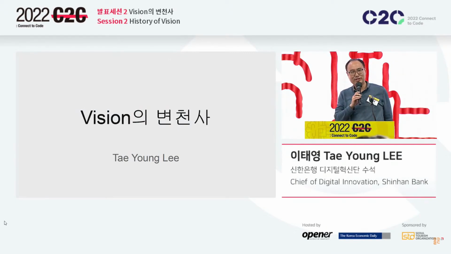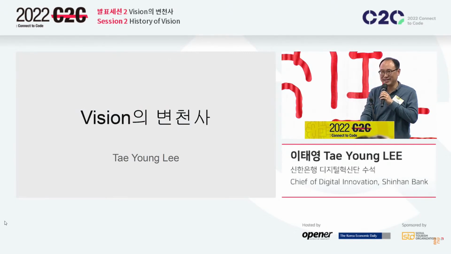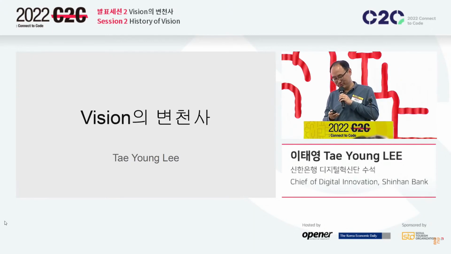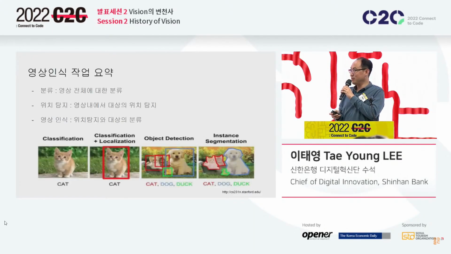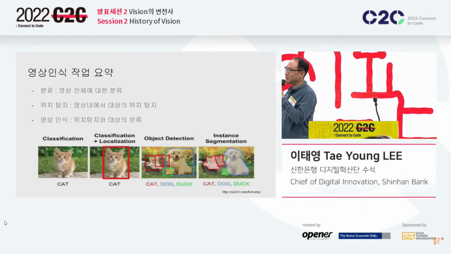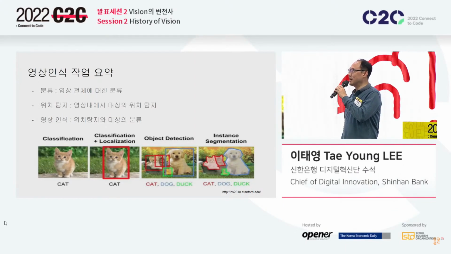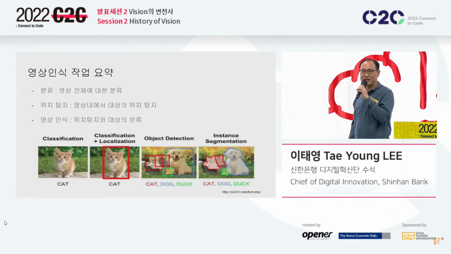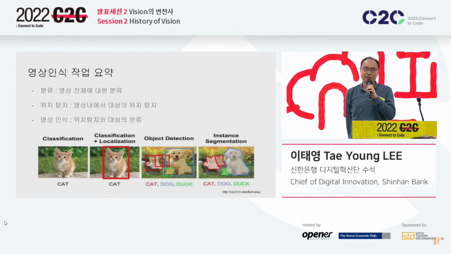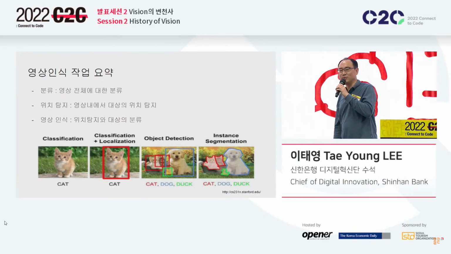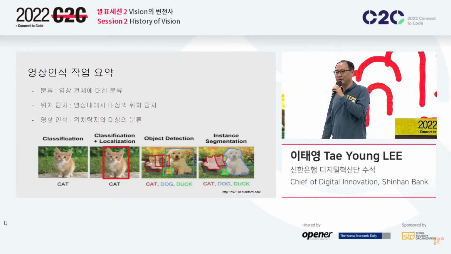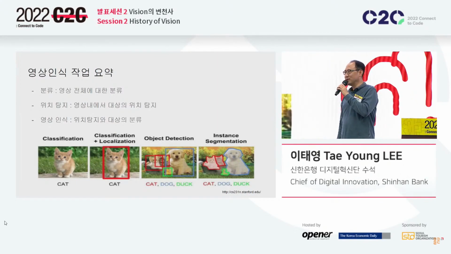So the topic, the history of vision, is very much technical, and I will do my best to help you better understand this technical aspect. And when you use vision at your workplace, you normally work around image classification, image detection, and also object detection by applying many AI models.